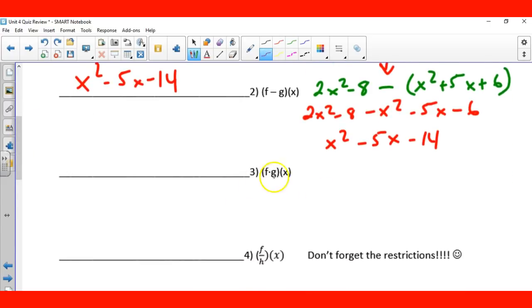Next, f times g. Right here we have the function 2x squared minus 8. I'm going to multiply that by x squared plus 5x plus 6. Remember, here you need to FOIL it or expand it out like this. I like expanding it, guys. I really do.